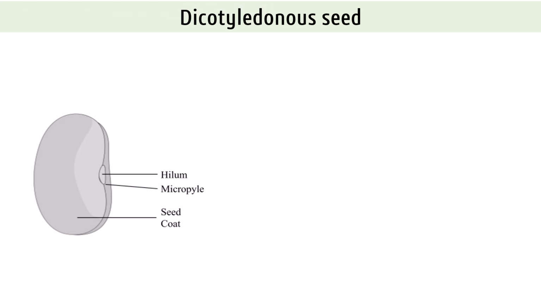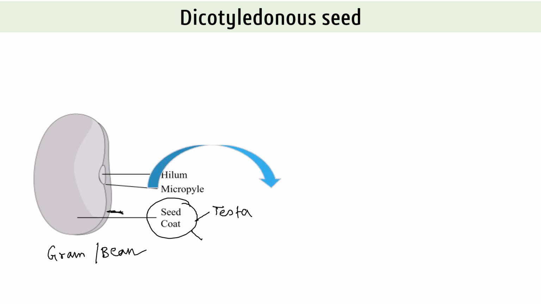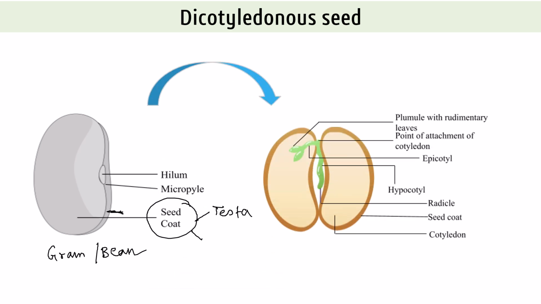In this slide, we discuss the various parts of the dicotyledonous seed. So this is a dicotyledonous seed like gram or bean seed. This is the outer covering, which is called seed coat, containing an outer protective layer called testa and an inner layer called tegmen.